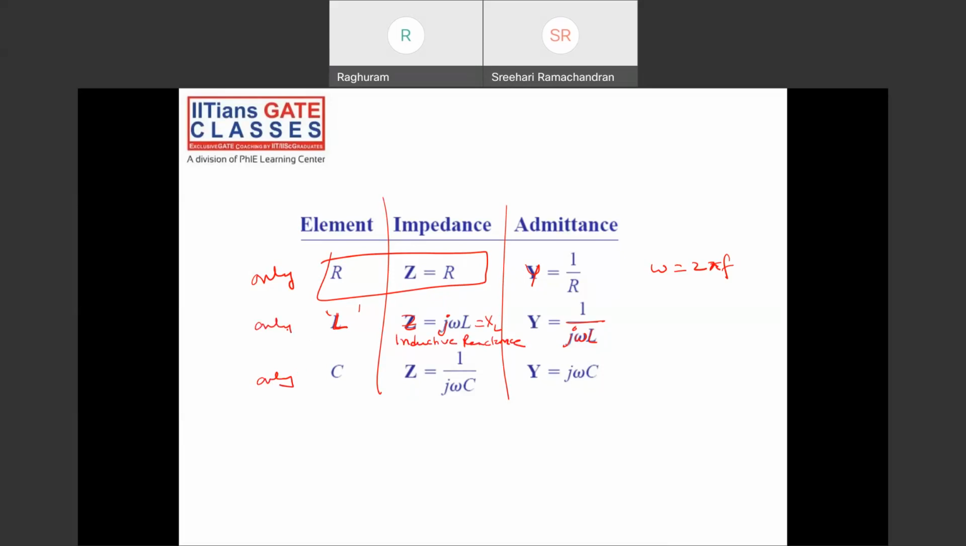And for only a C element, you'll get Z is equal to 1 by j omega C, and Y is j omega C. Again, omega is 2 pi f. This is capacitive reactance. All your elements will behave this way. Resistor won't change. Inductance will become inductive reactance. Capacitance will become capacitive reactance.